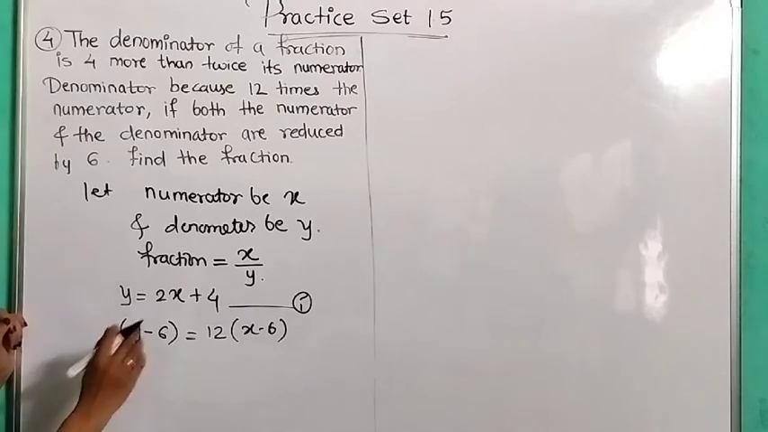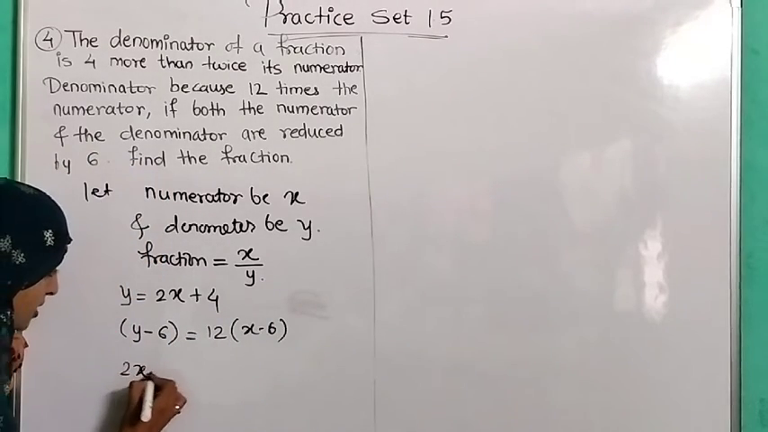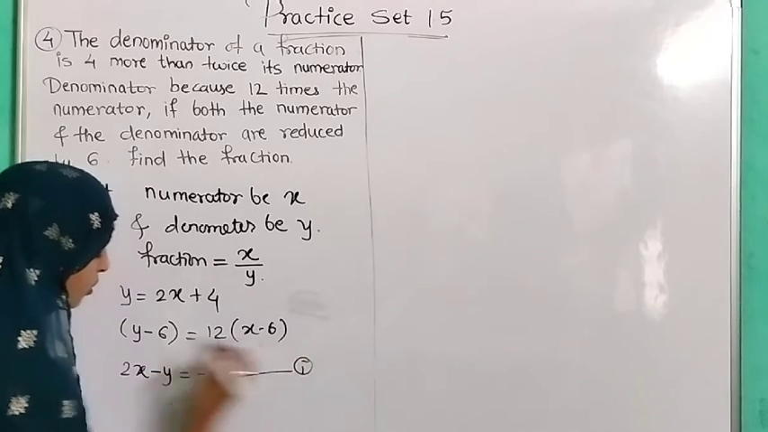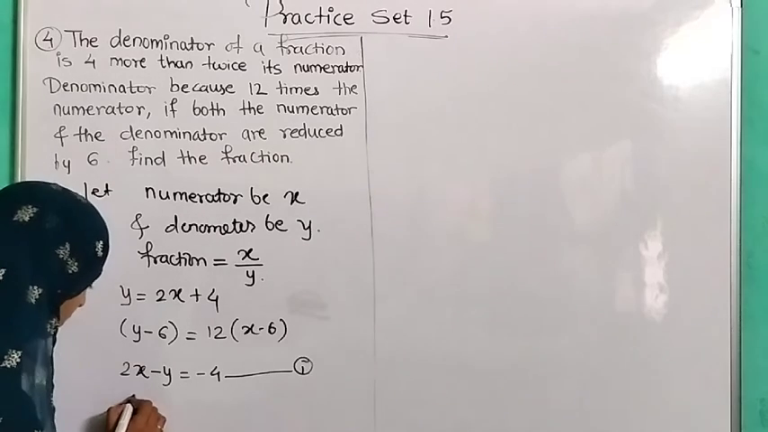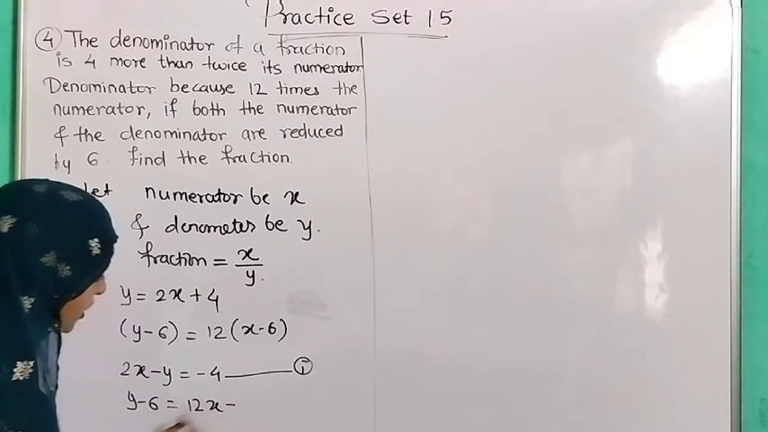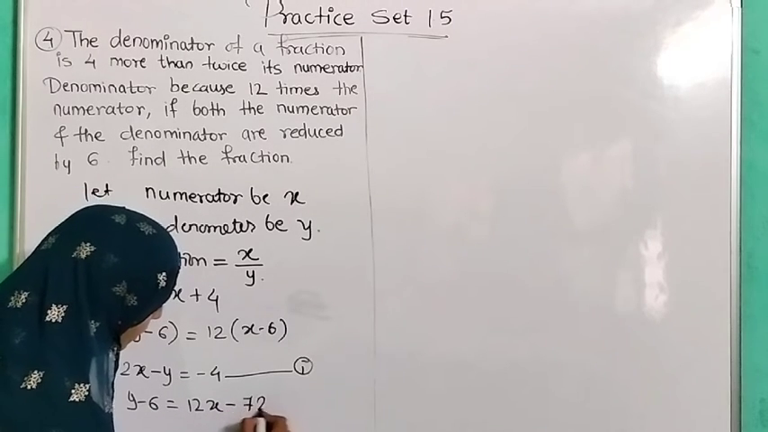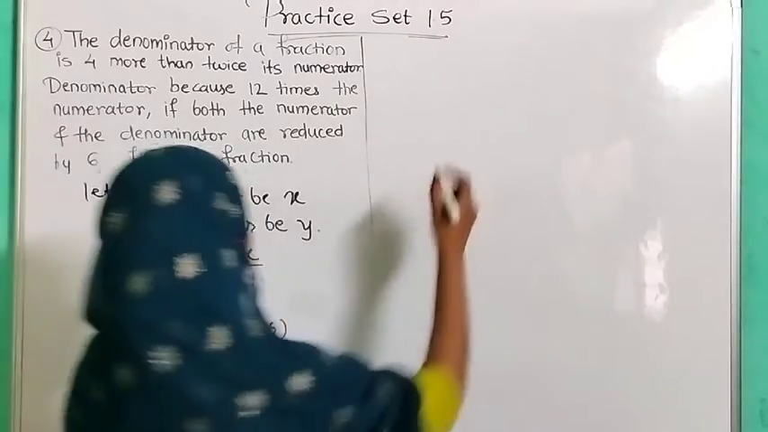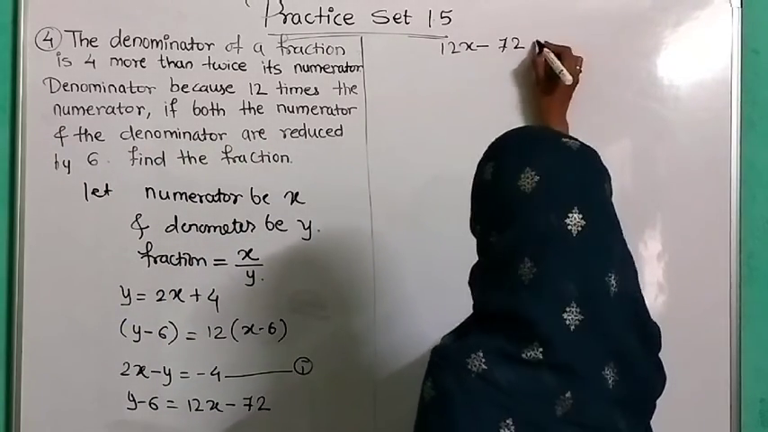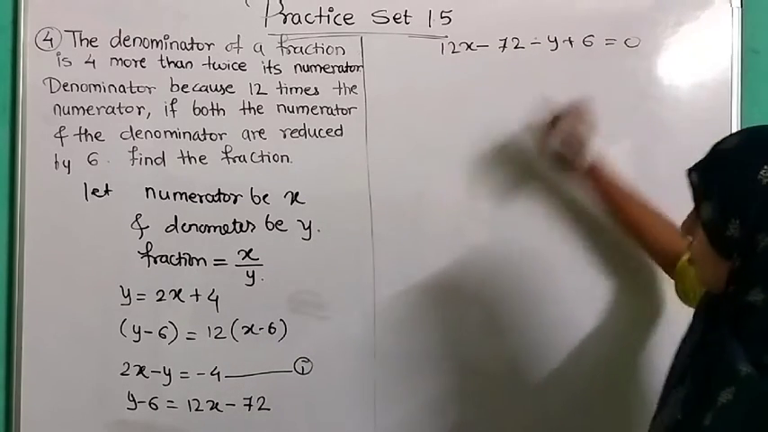Then we are going to solve these equations and then we are going to number them. The first equation: 2x minus y is equals to minus 4. This is equation number 1. Equation number 2: y minus 6 is equals to 12x minus 72. Then 12x minus 72 minus y plus 6 is equals to 0.